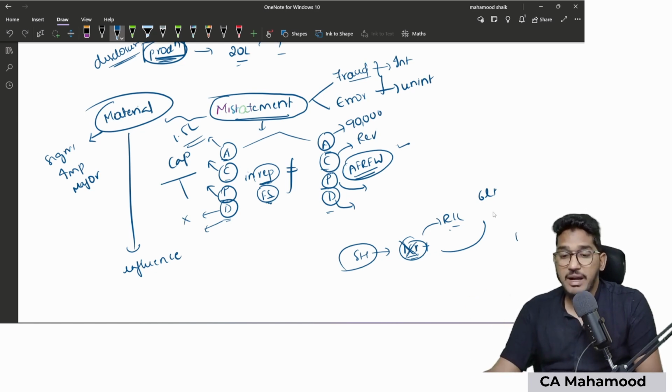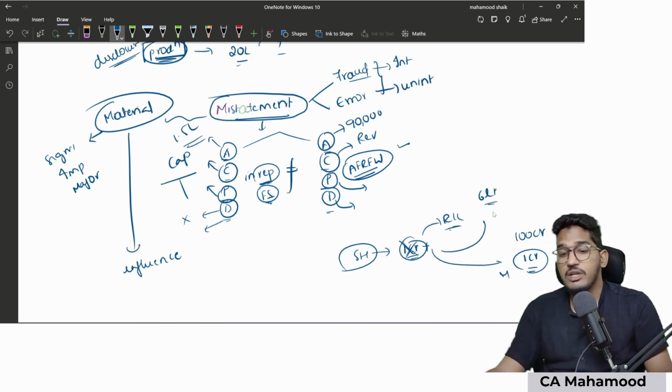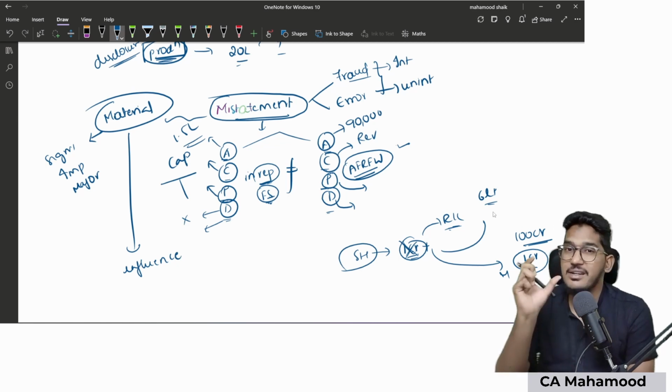On the other hand, if I am conducting the audit of a 100 crore company, and I come to know that 1 crore of fraud has happened, now this will become material. 1 crore is not material in Reliance because the size is so big, 6 lakh plus crores of turnover. But if the same 1 crore fraud has happened in a company with 100 crores of turnover, then I will call it material. So the point I want to make here is that materiality is a relative term.